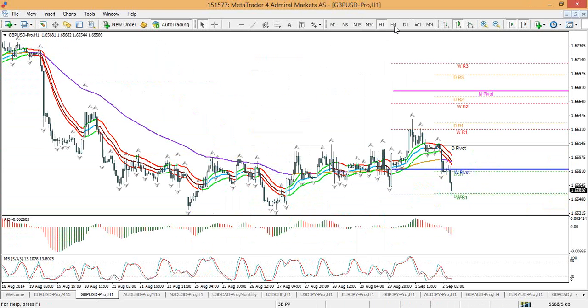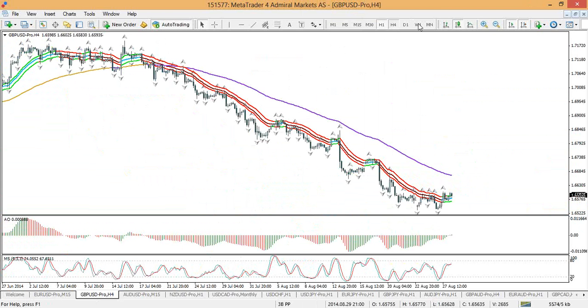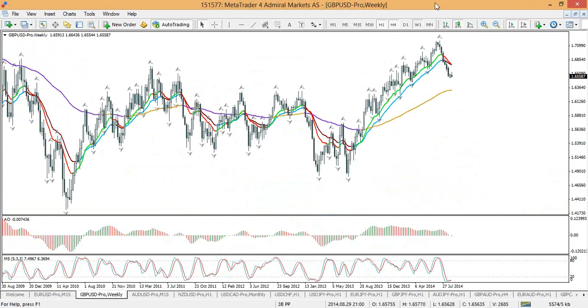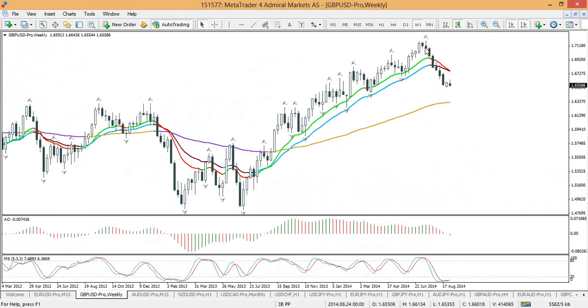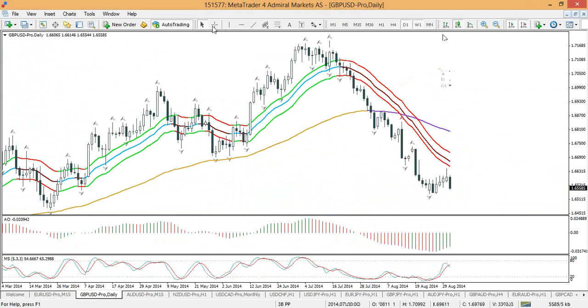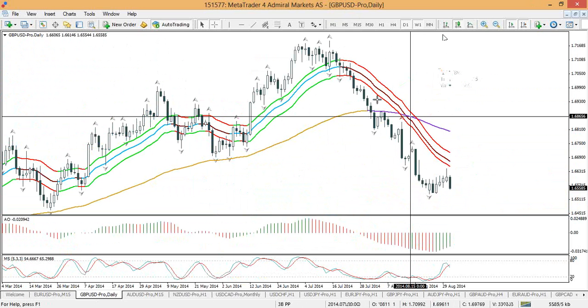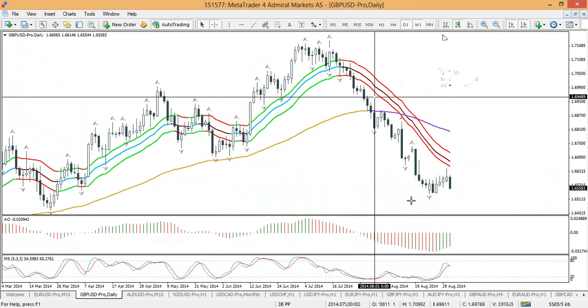With that in mind, we can take a look at, for instance, the weekly chart, and we see a lot of bearish candles. The daily chart, we see a pretty good angle. I wouldn't call it 5 to 6, but I would definitely call it maybe 4 to 5. Very nice. Price definitely below it, showing a lot of bearishness.